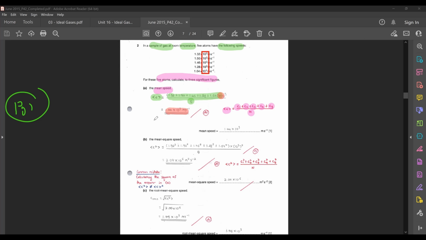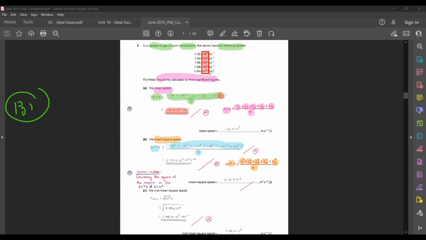Then the next part here is asking you for your mean square speed. Mean square speed can be thought of as you squaring all the speeds and then adding them up. So it's C1 square plus C2 square plus C3 square plus C4 square plus C5 square before dividing it by N. This is how you find your mean square speed. You need to square all the speeds before adding them up and then divide by the number of speeds that you have. Okay, so same thing again.